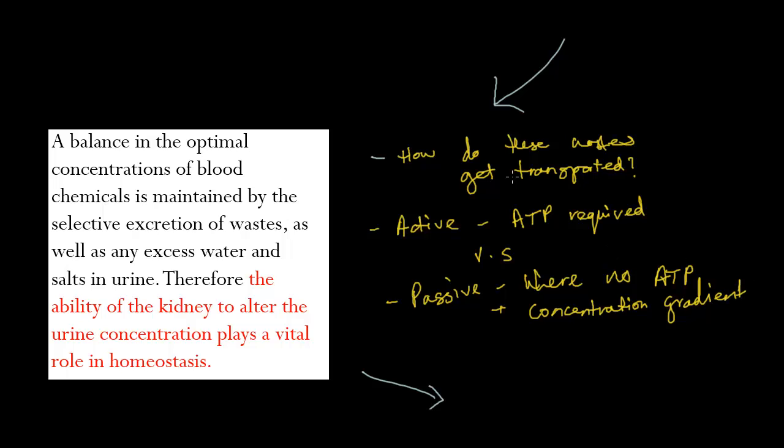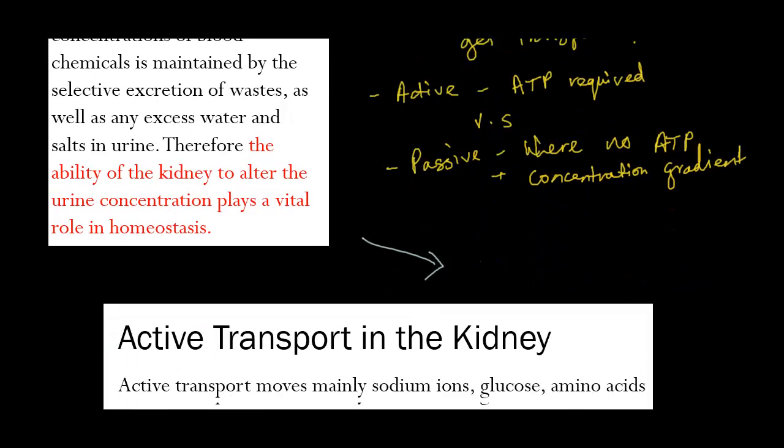So summing up, in active you need ATP, and there doesn't have to be a concentration gradient, it can be forced. But in passive there needs to be a concentration gradient, and there has to be no ATP used. Okay, so let's move on.